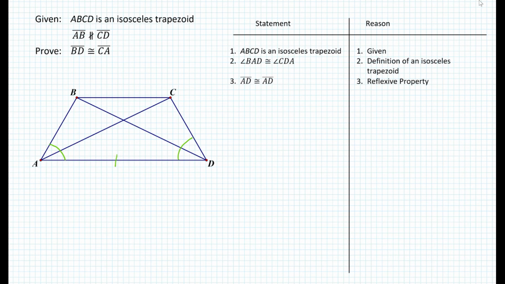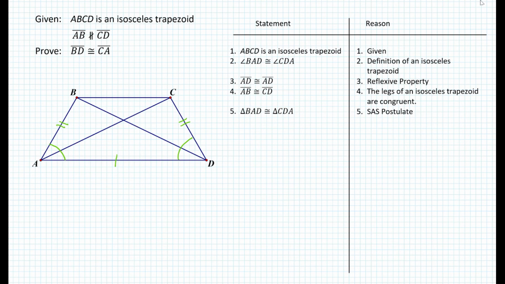Okay, so what else do we know about isosceles trapezoids? Well, we know that these segments here, which are the legs, must be congruent as well. So let's write that in. So basically, segment AB is congruent to segment CD because the legs of an isosceles trapezoid are congruent. And now we have all the ingredients to prove the triangles congruent. Therefore, triangle BAD is congruent to triangle CDA because of the SAS postulate.